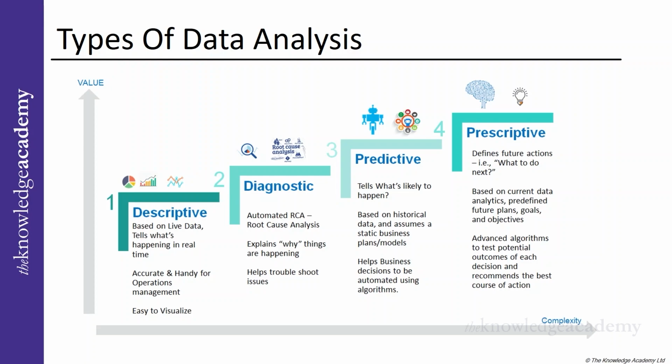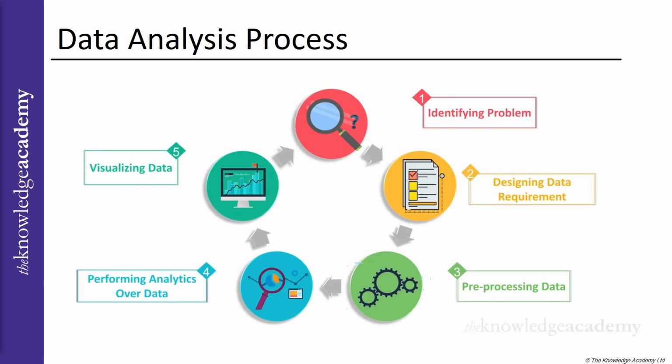And in the DDPP, the higher you go on that rank, the more complex it becomes. It's harder to do analysis. Prescriptive will be much tougher than predictive, which will be tougher than diagnostic and descriptive. And they have larger values. And the next slide is about the process of data analysis. Okay, we know what types of data analysis there are. Now let's see what the process of data analysis is.